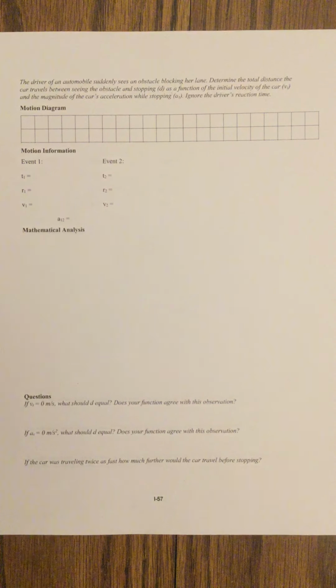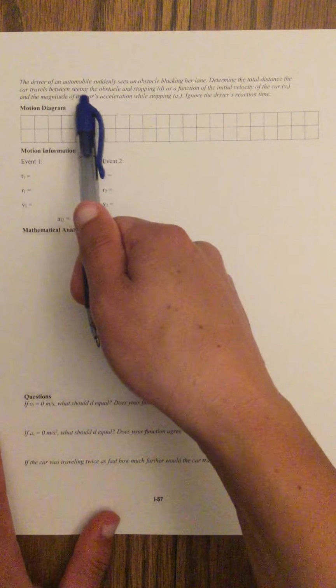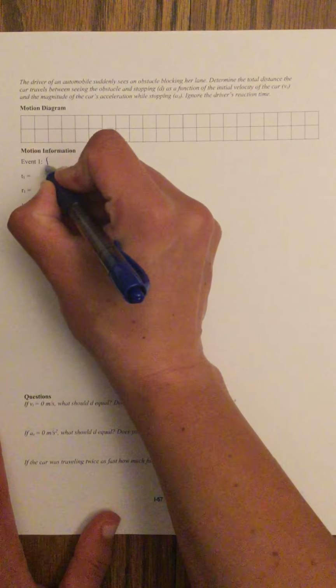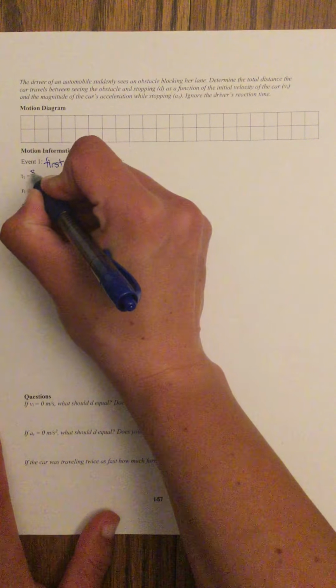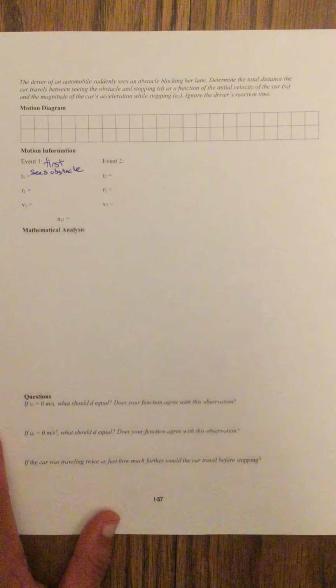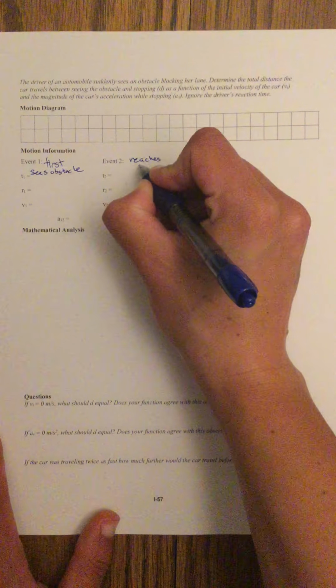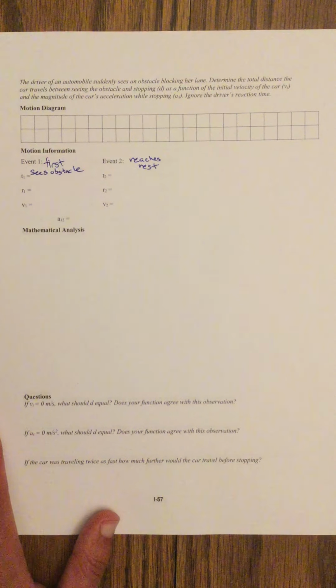Well, it should be easy for us to pick the events here because they said determine the total distance the car travels between seeing the obstacle. So this would be when the driver first sees the obstacle, and stopping, so this is when the car reaches rest. Before I put anything in my motion information table, I want to draw the free body diagram.